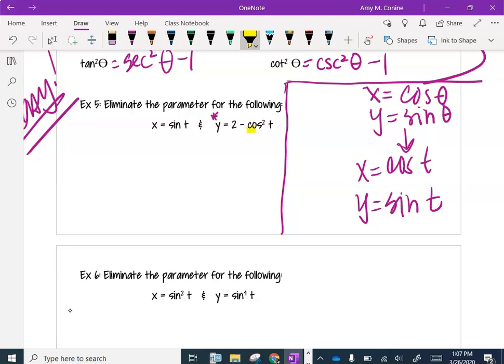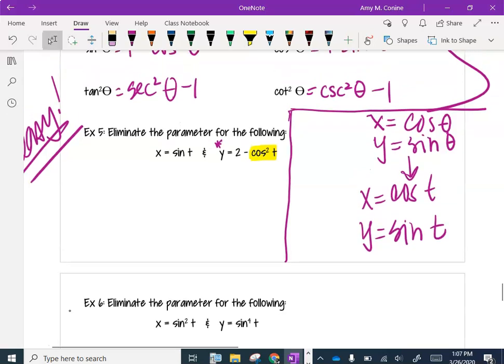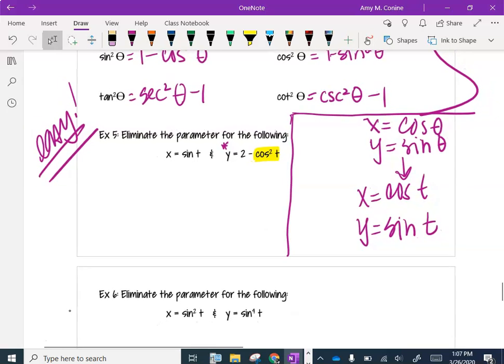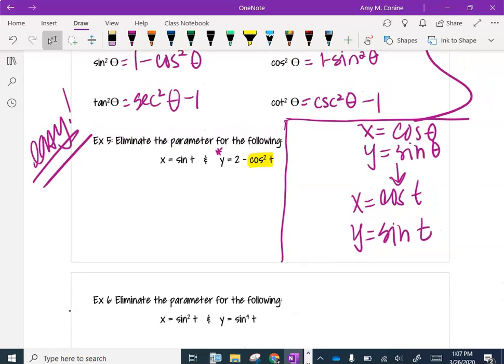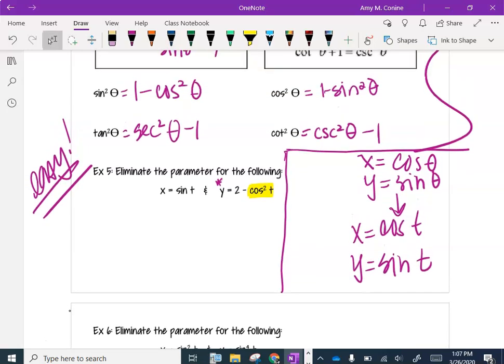But I have something in here that I can use and substitute, because my x is equal to sine t, and then my y has a cosine squared in it. I want to get my trig functions to be the same. To me, that makes sense. I want to get my trig functions to be identical because that makes substituting a little easier. We had just talked about how cosine squared theta gives you 1 minus sine squared theta.